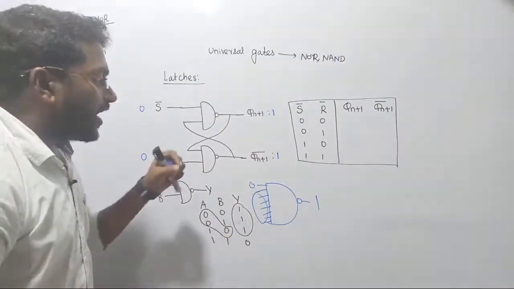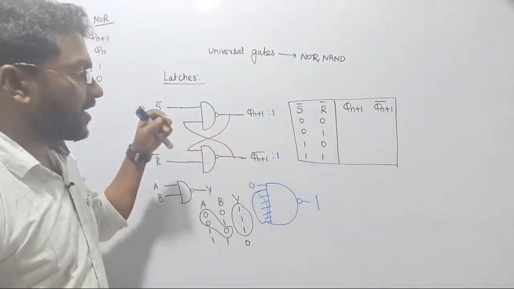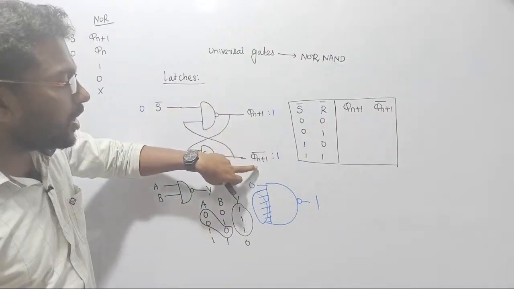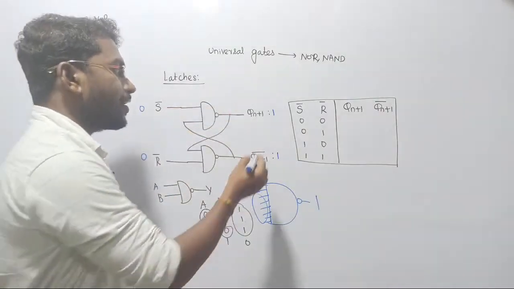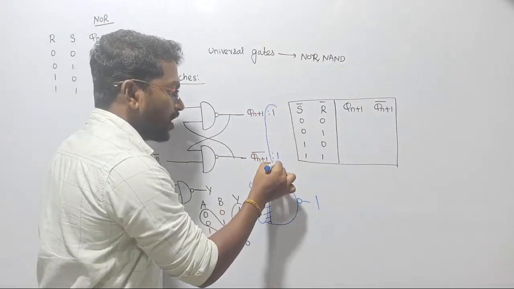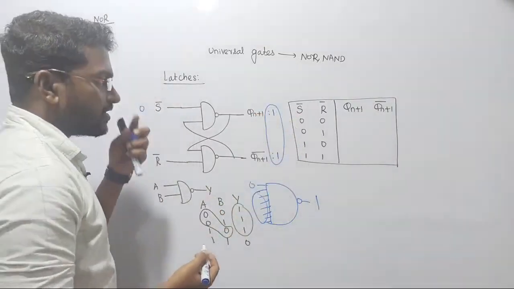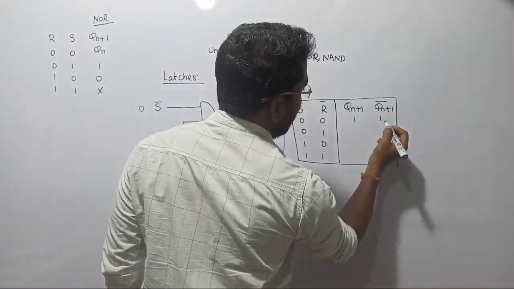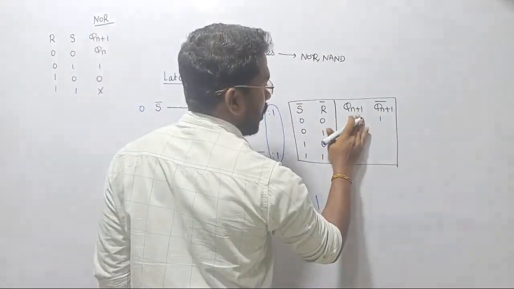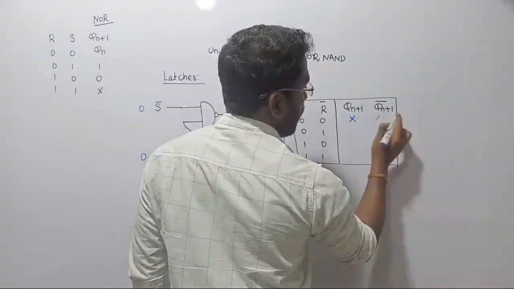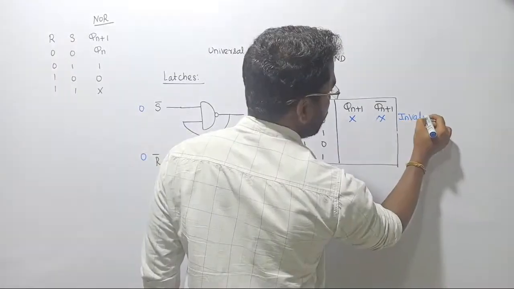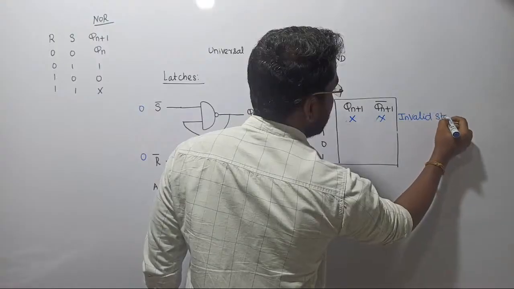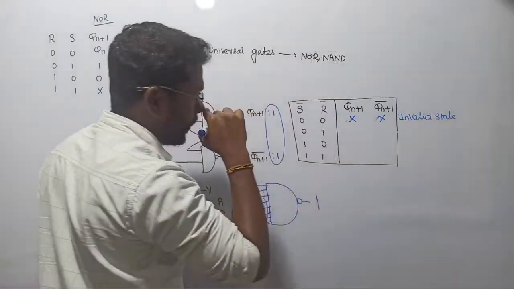Now see there, I told you on your output side Qn plus 1 and Qn plus 1 bar will always be complement of each other, but here both states are going to be 1. So once again this state is called invalid state, or we are calling it as don't care. Both are getting 1, right? So is it possible? No, right? So this state is simply called invalid state.